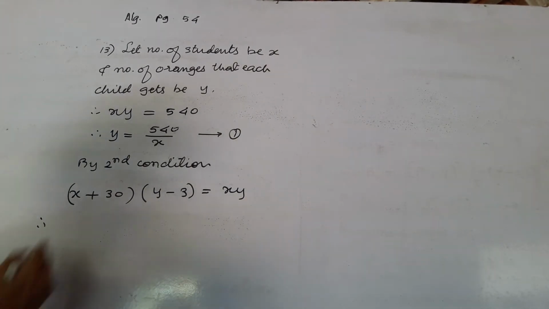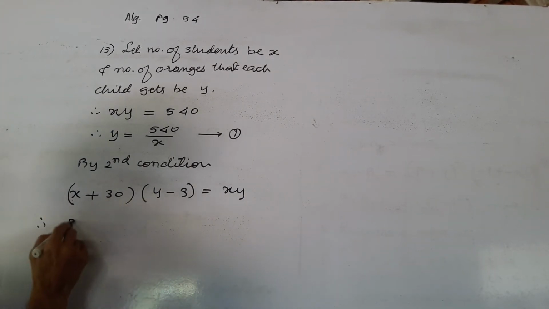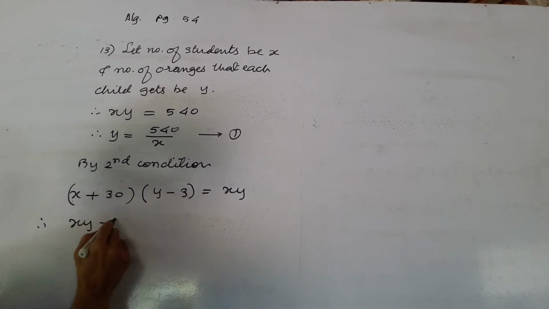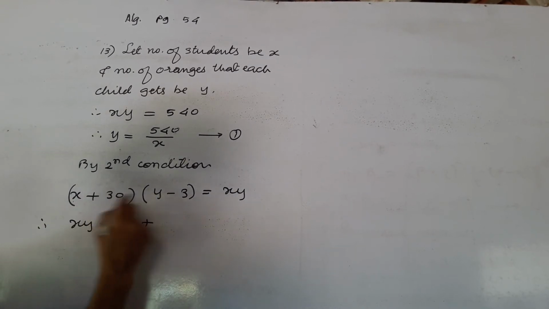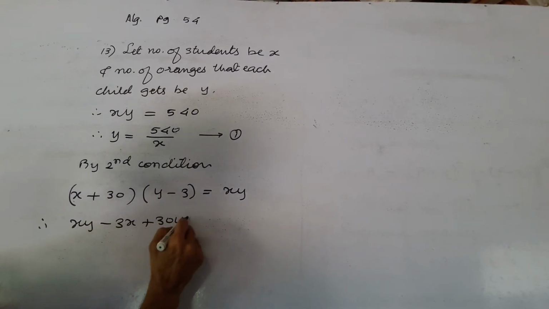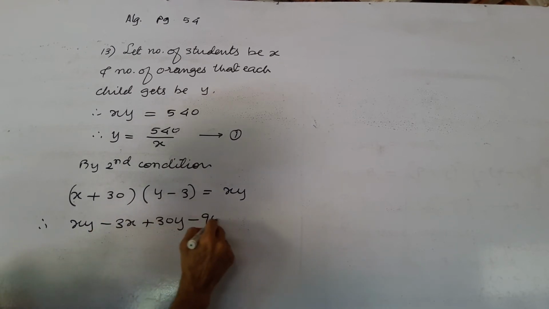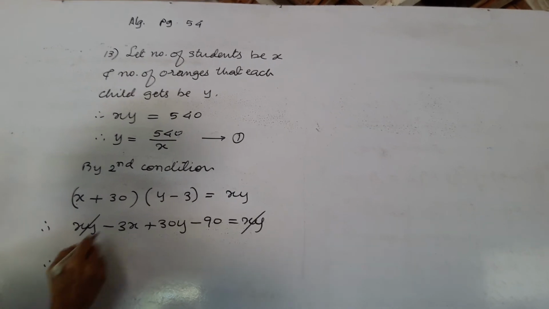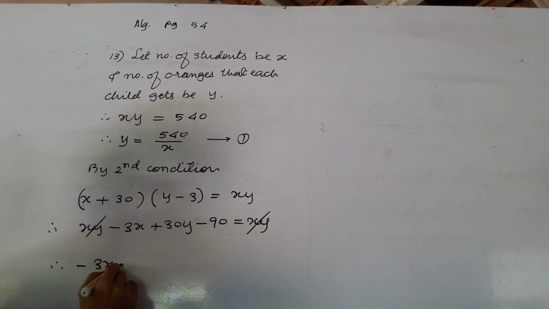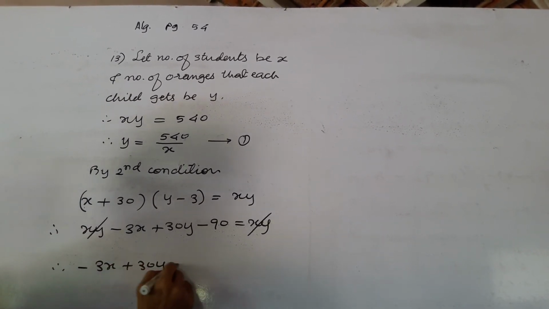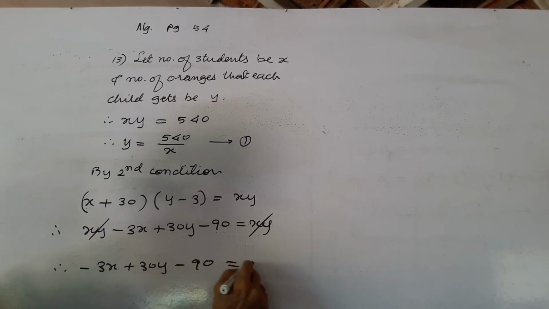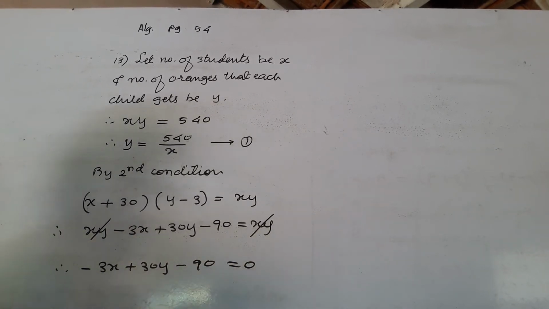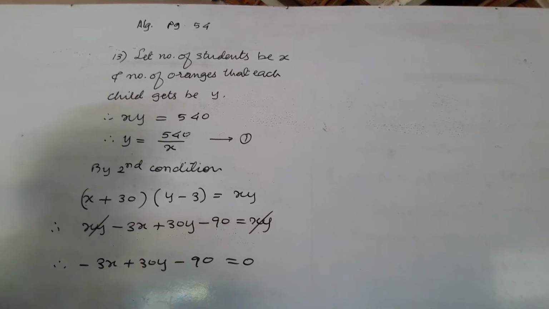And therefore, let's remove the bracket. So x into y, xy, minus 3x, plus 30y, minus 90 is equal to xy. So xy cancels from both the sides, and we get minus 3x plus 30y minus 90 is equal to 0. Let's divide by 3, and at the same time change the sign.